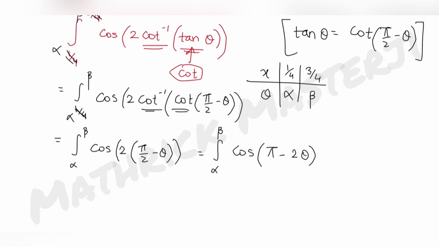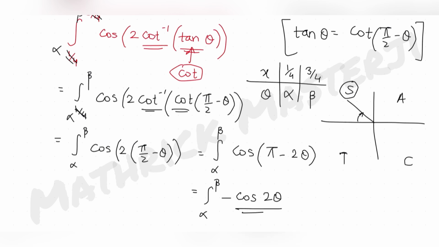I know whenever it is pi minus something, the trigonometric ratio remains the same, but pi minus something would make it basically in the second quadrant. And in the second quadrant, if I check for cos, I know all silver teacups. So only sine and cosec are positive, cos is negative in the second quadrant. So it will give you minus cos of 2 theta.